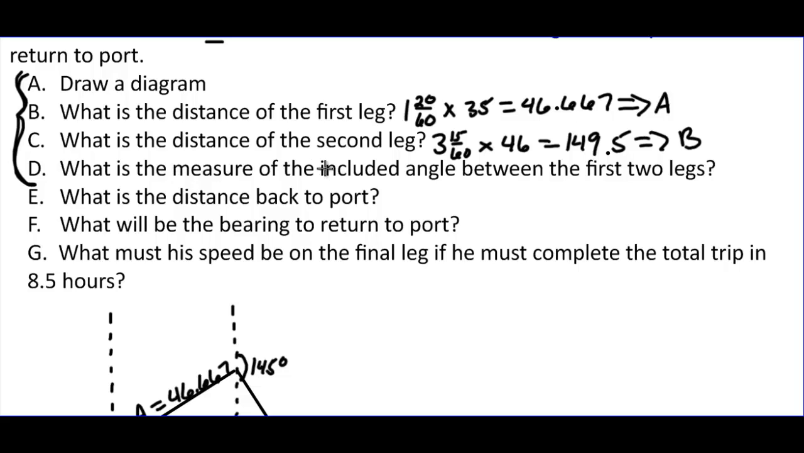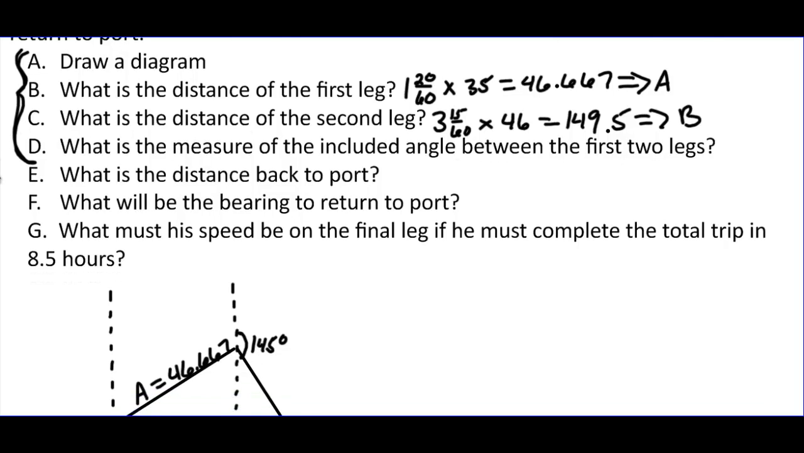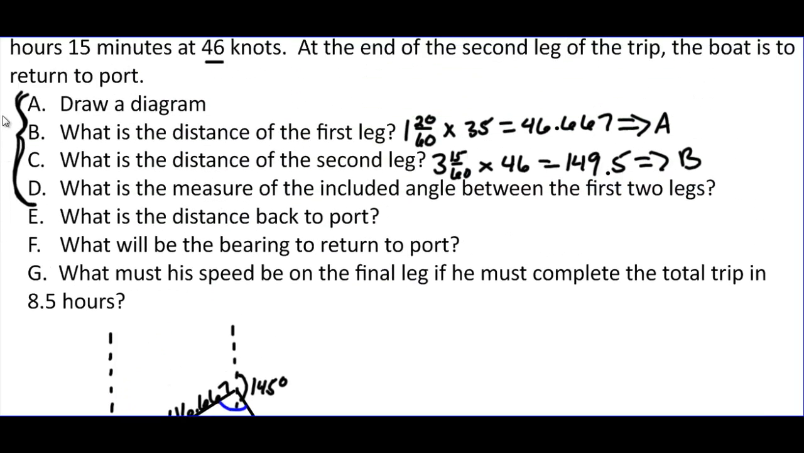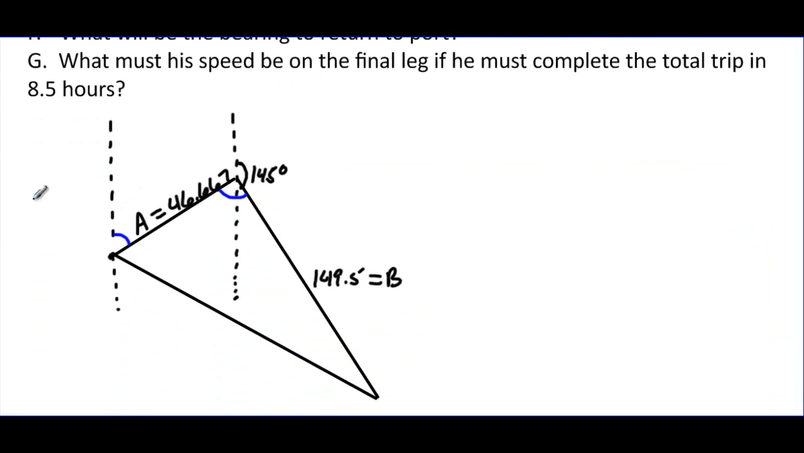Letter D said, what is the measure of the included angle between the first 2 legs of the trip? They're asking us to find this angle right here. Now, if this right here was, let's find out what that was. What angle was that? That was 75 degrees. So by alternate interior angles, this one is 75. And if this is 145 degrees, then the remaining must be, let's see, 35 degrees. So that is 110 degrees.